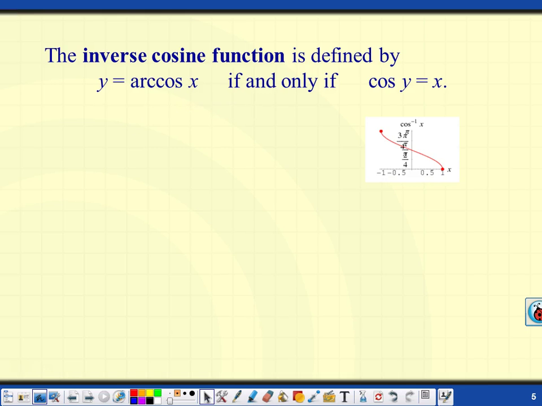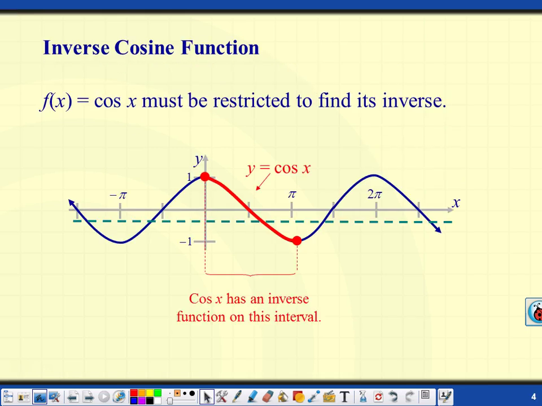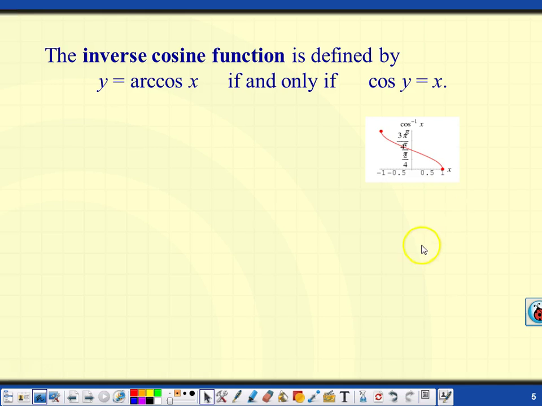Sorry, I was just going to look at the domain and range again. So the domain of this, they're saying, is from 0 to pi. We're restricting it. And then the range is still negative 1 to 1. So when you do the inverse, those just flip-flop.